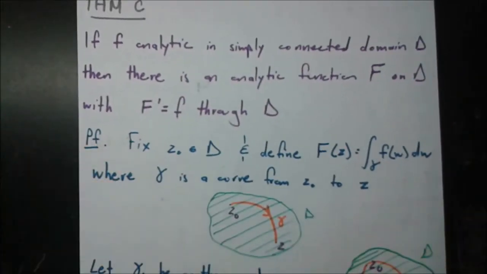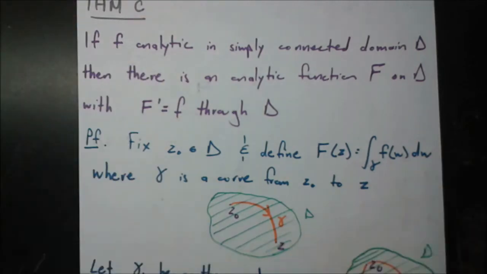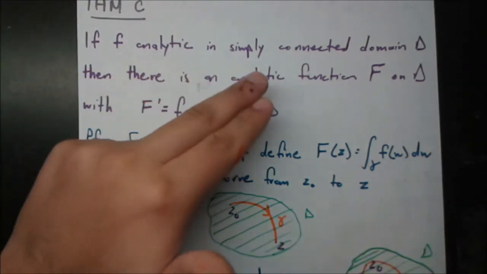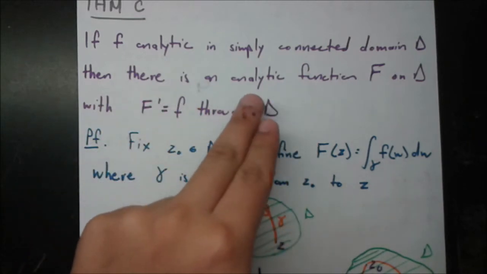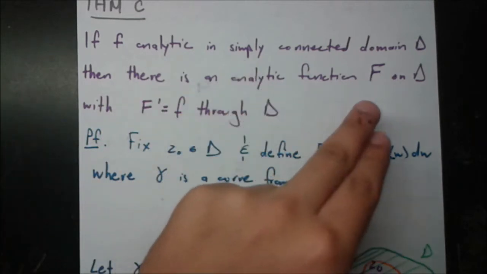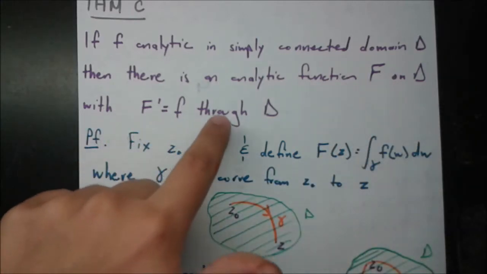So the last thing that we're doing in this video is talking about Theorem C. So let's first just state the theorem and talk about what it means, and then we'll prove it. Theorem C says that if f is analytic in a simply connected domain D, then there's an analytic function, so a differentiable function, big F, on D, with big F prime equals f throughout D.